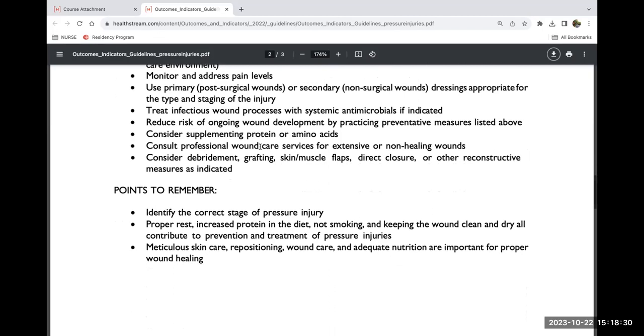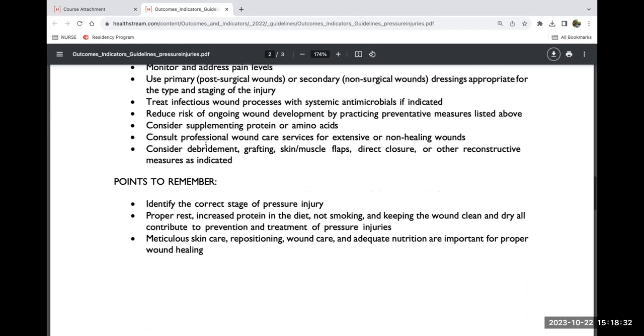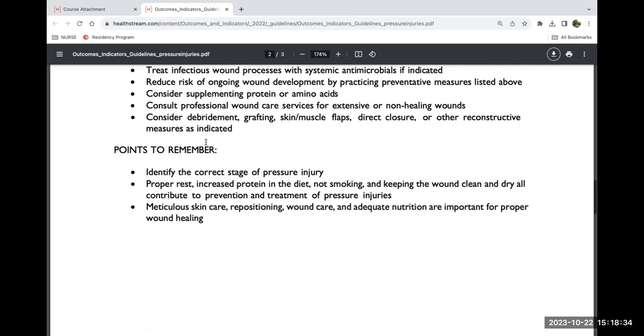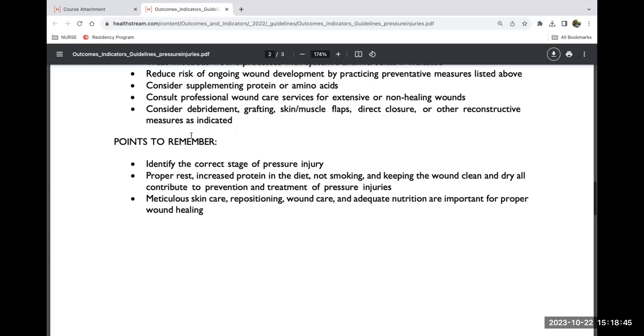Consider supplementing protein or amino acids. Consult professional wound care services for extensive or non-healing wounds. Consider debridement, grafting, skin or muscle flaps, direct closure, or other constructive measures as indicated.